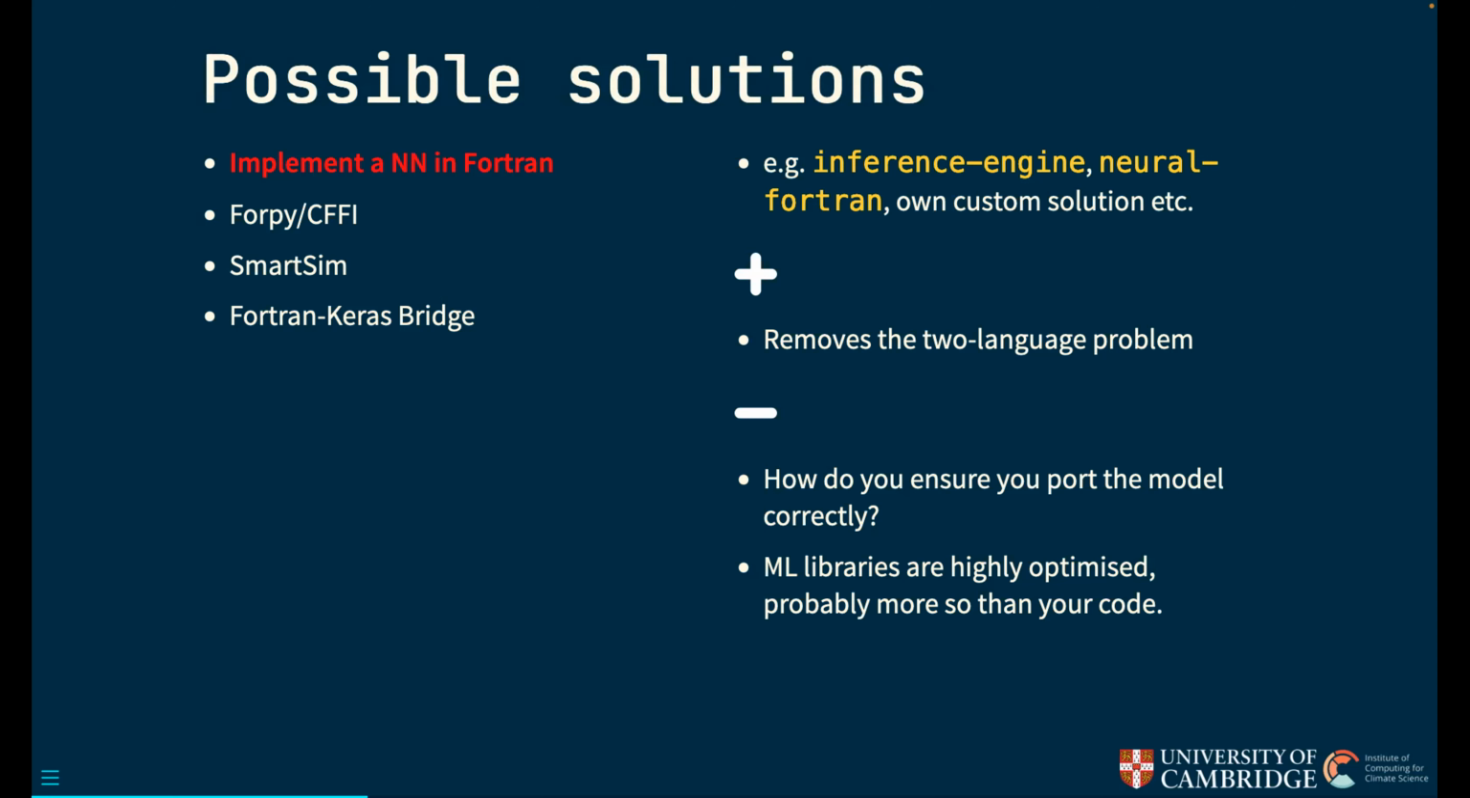And then secondly, machine learning libraries such as PyTorch and TensorFlow are highly optimized, and probably more so than you will write. And whilst a lot of people are using quite simple ANNs at the moment, as this field develops, more and more complex features are likely to be incorporated, which are going to be harder to code up in Fortran.